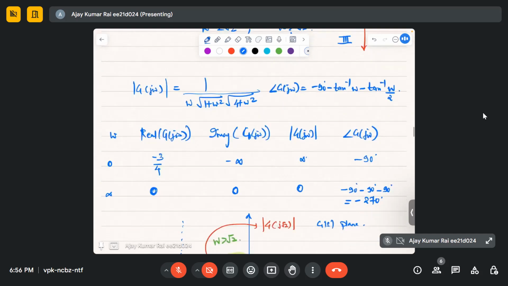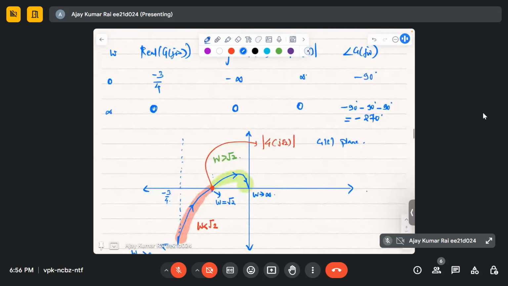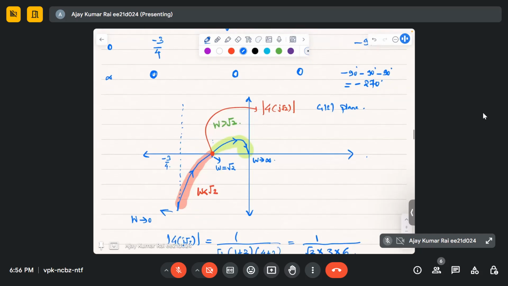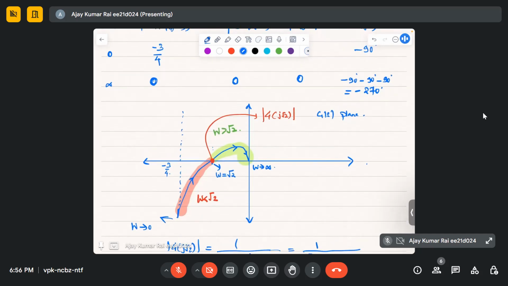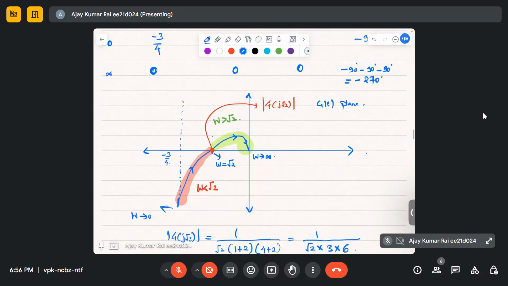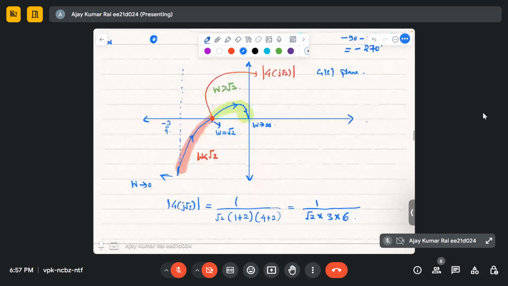So at 2 points you find out, because you know it's going to cross, and we know the crossing point also. So it's very simple to draw this Nyquist plot from 0 to infinity. So any doubt in this question?